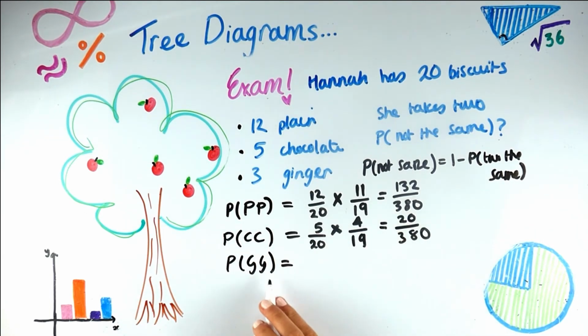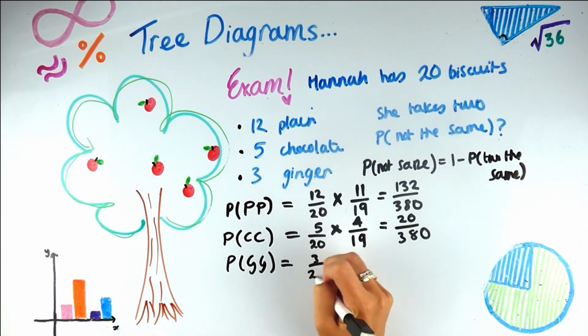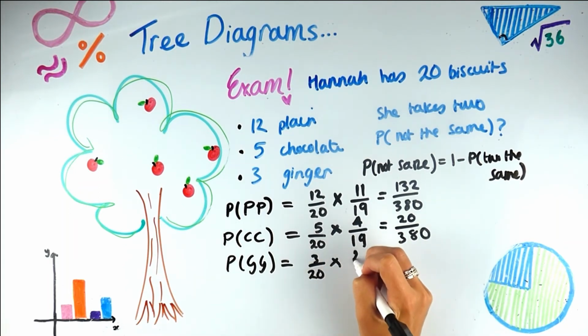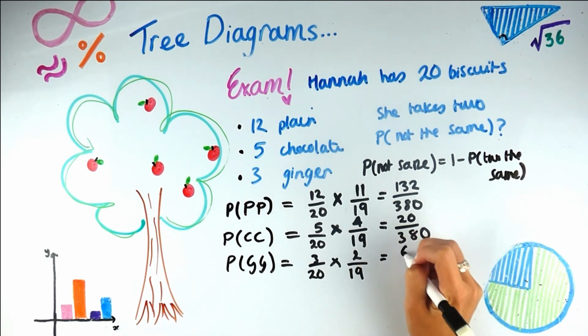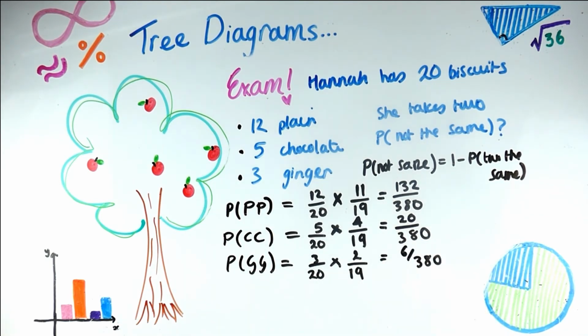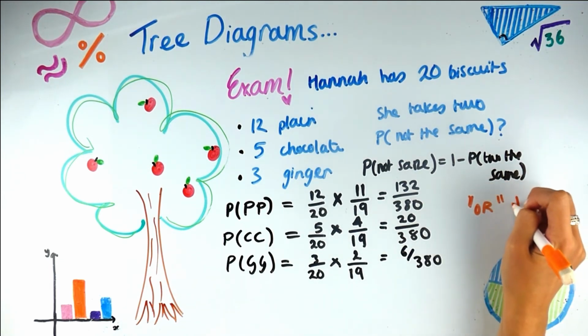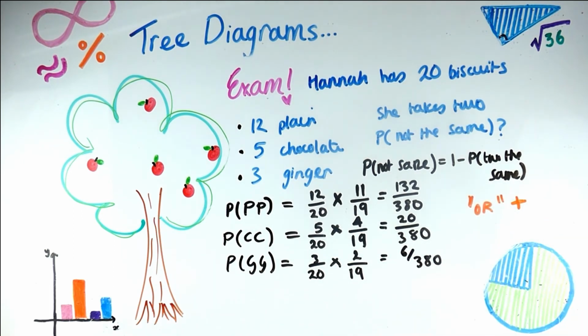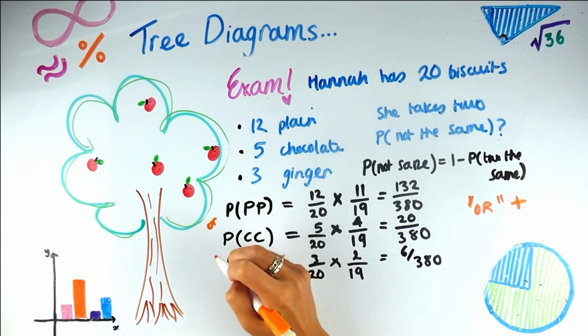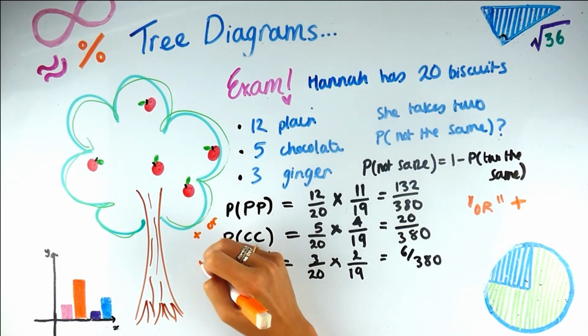And then the probability she gets a ginger and a ginger, so there are 3 gingers initially. Then there would be 2 left because she's already taken 1, and 19 biscuits left because she's already taken 1. Okay, so now we have to sum all of those up, because in maths terms, OR means add, and the way she can get 2 the same is by doing that, or that, or that, so that means you add them up.